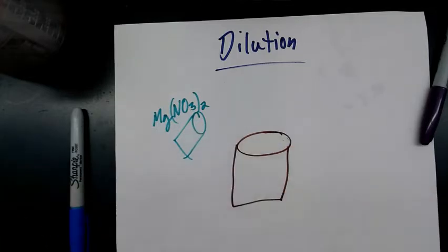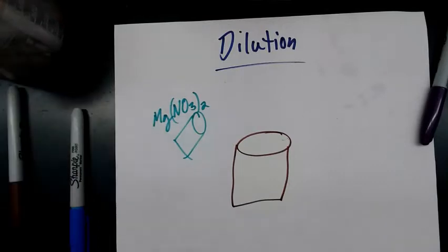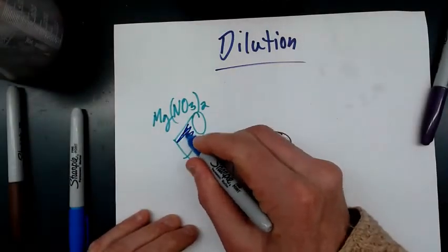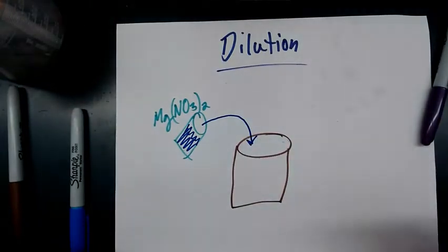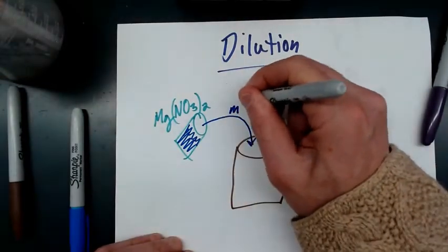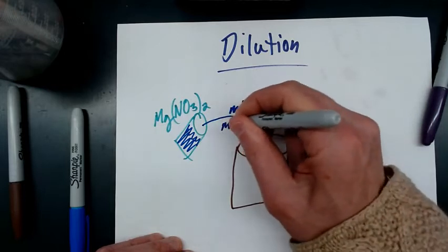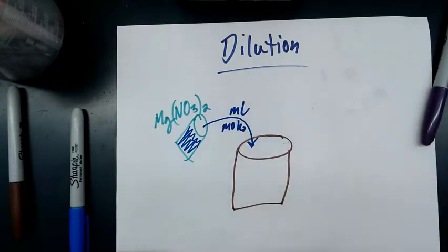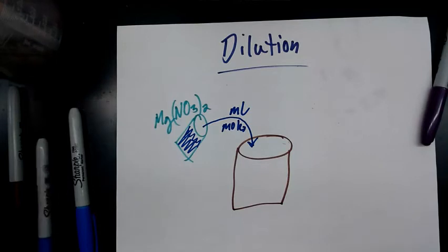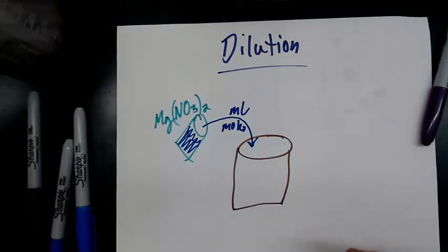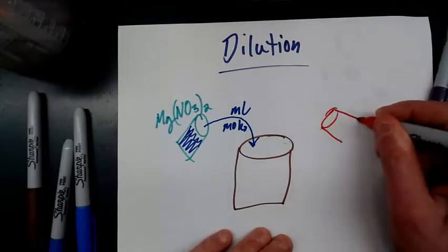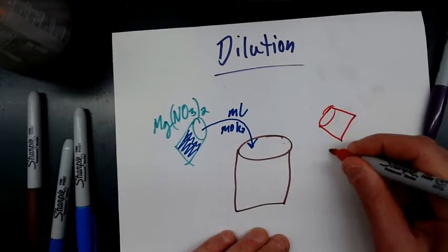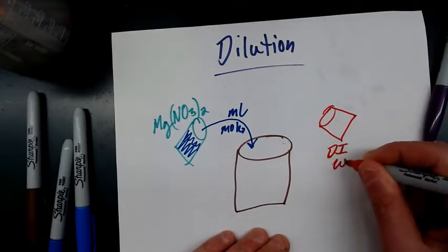We know in this magnesium nitrate there's some stuff in there, and we're going to pour it into this container. So what are we pouring into it? Well, we're pouring something in milliliters, and we're actually pouring our moles in there too, because there's another container over here on the side, which I'll make red, right? And in this red container, it's just DI water. It's just plain old water. So it's DI water.